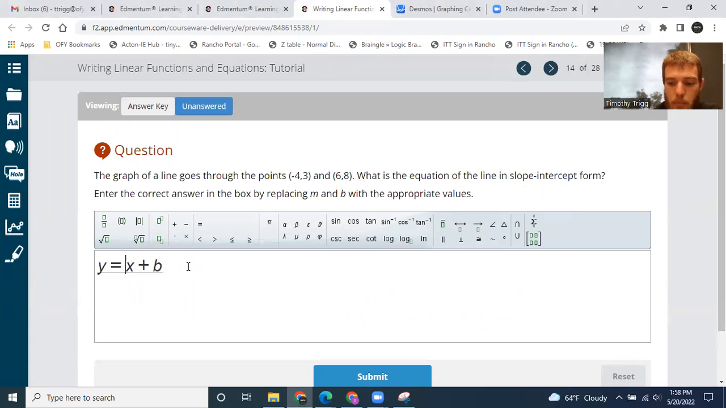So let's go ahead and put that in. 1/2, 1/2 plus 5.